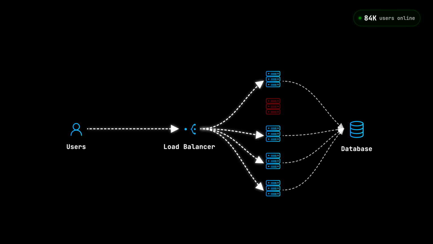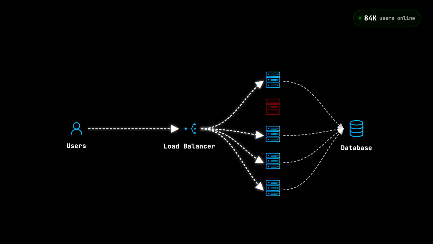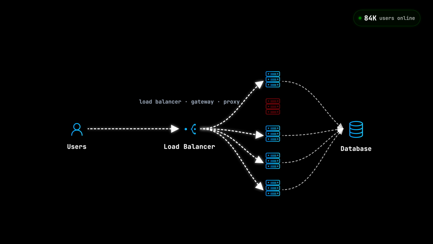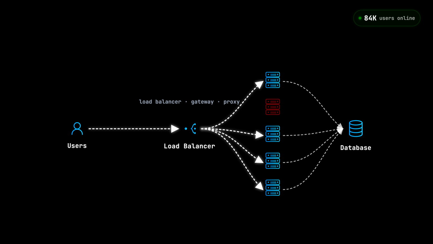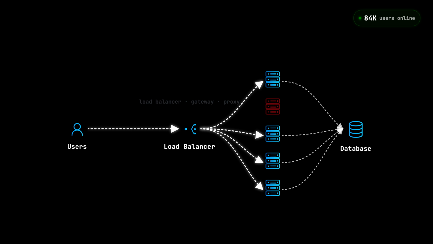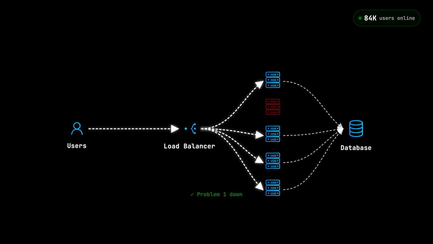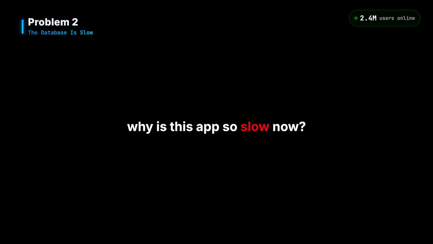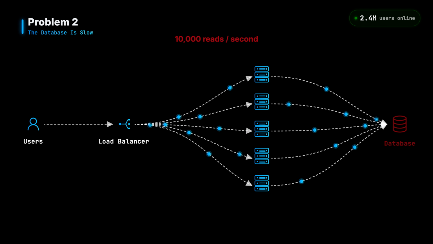Now it can take more traffic and keep running if a server fails. There is a full video on load balancers, gateways and proxies. But this is what it does here. One problem solved. Months later, people start asking, why is the app so slow now?